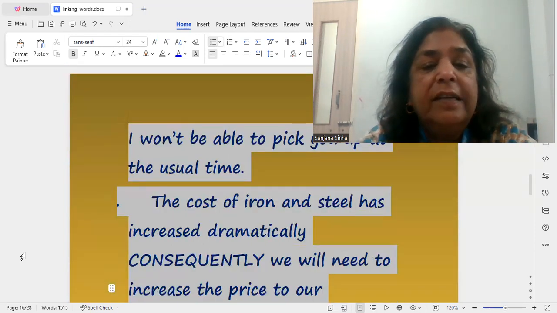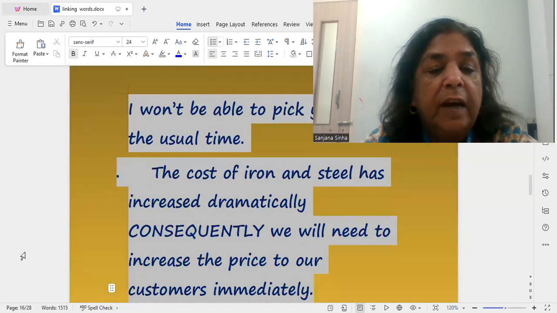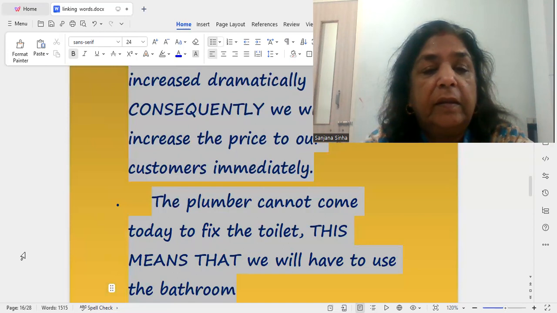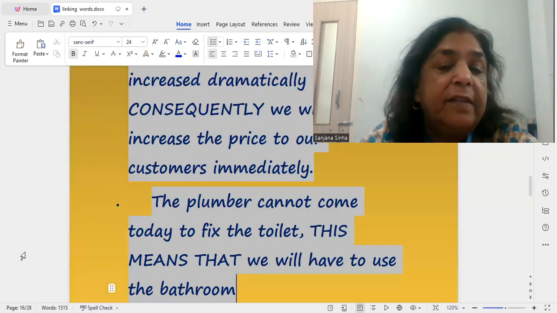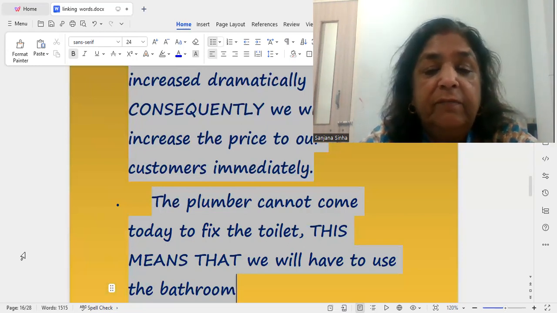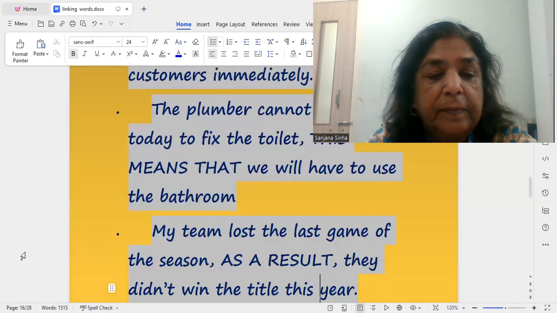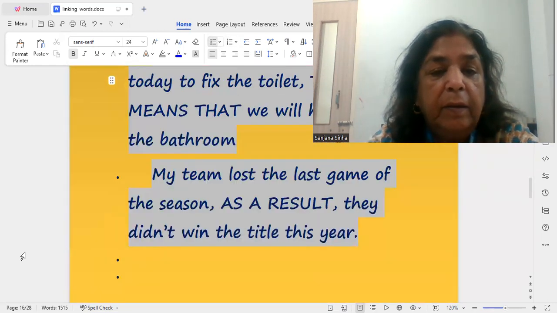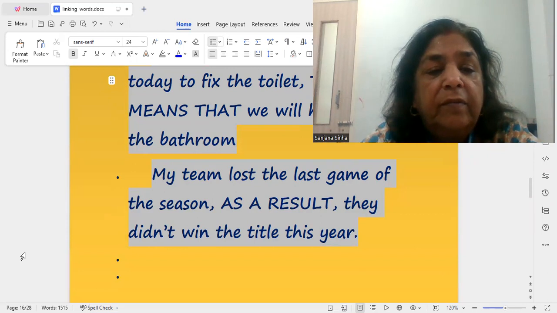The cost of iron and steel has increased dramatically. Consequently, we will need to increase our price to our customers immediately. The plumber cannot come today to fix the toilet. This means that we will not have to use the bathroom. My team lost the last game of the season. As a result, they didn't win the title of this year.